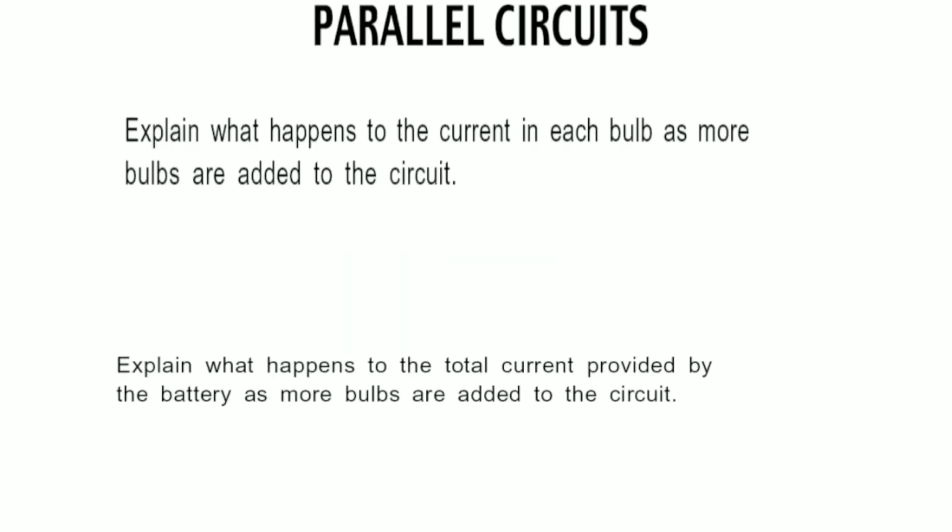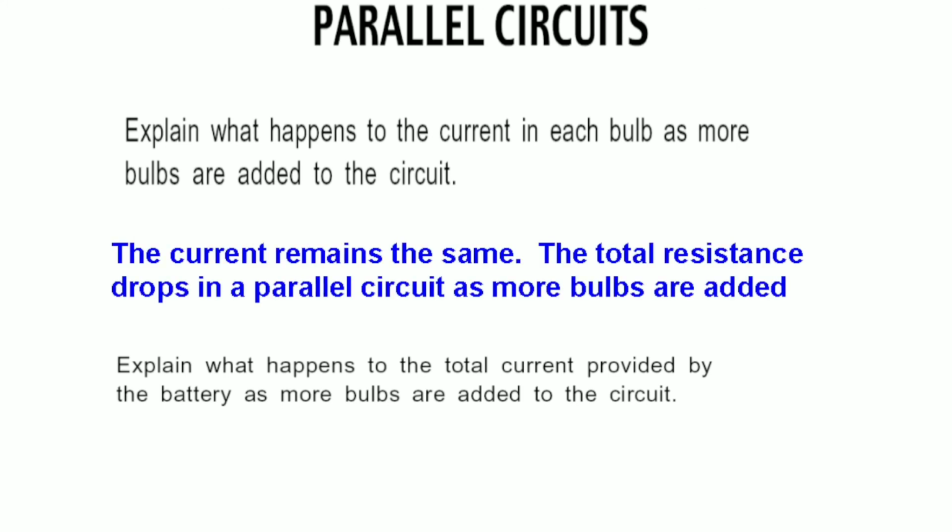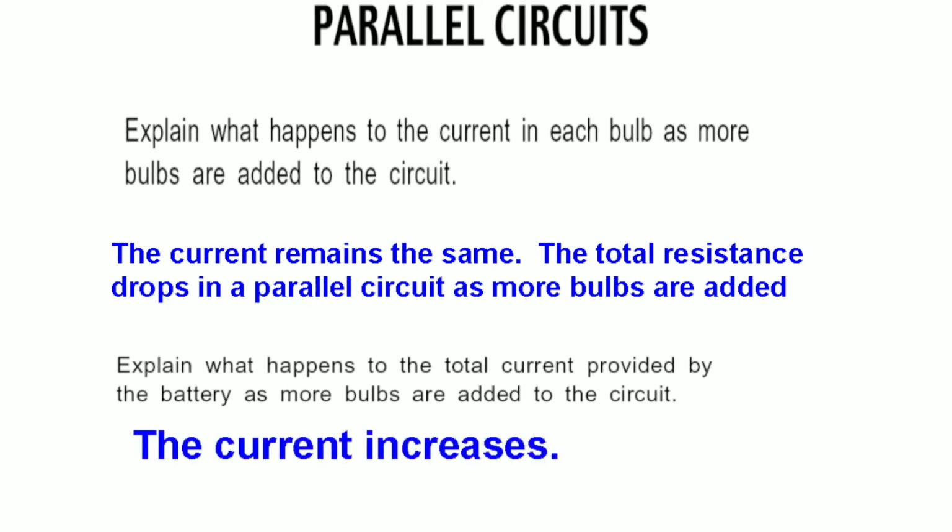Next, in the parallel circuits, explain what happens to the current in each bulb as more bulbs are added to the circuit. Okay, the current remains the same. The total resistance drops in a parallel circuit as more bulbs are added. And last, explain what happens to the total current provided by the battery as more bulbs are added to the circuit. Okay, so the current increases.